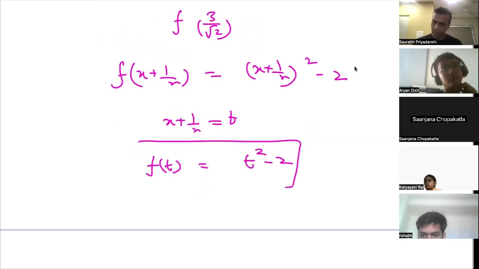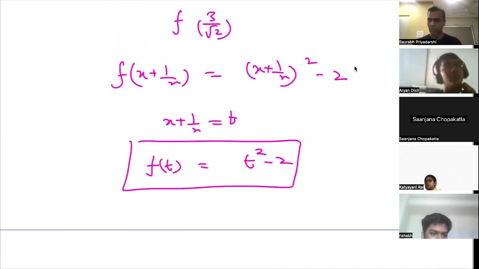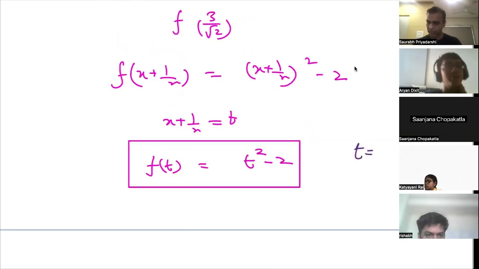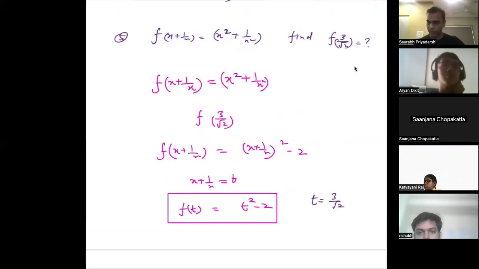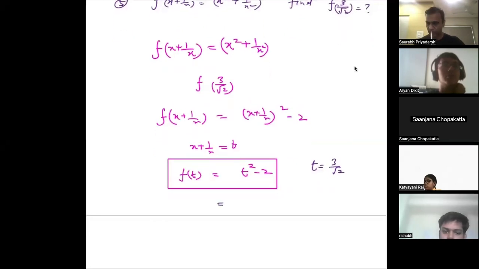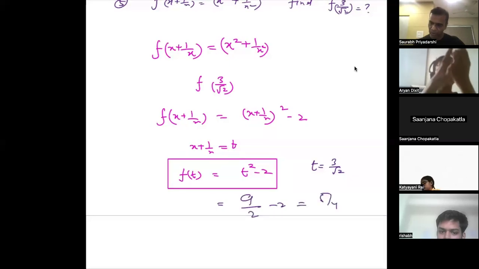When you are putting t is equal to 3 by root 2. Sir, if we look at it more closely, 3 by root 2 is equal to root 2 plus 1 by root 2. So in that too we get root 2 as x. So root 2 square plus 1 by root 2 the whole square, so 2 plus 1 by 2. Right. So in t square minus 2, you can put the value 9 by 2 minus 2 which will be 5 by 2, something like this.